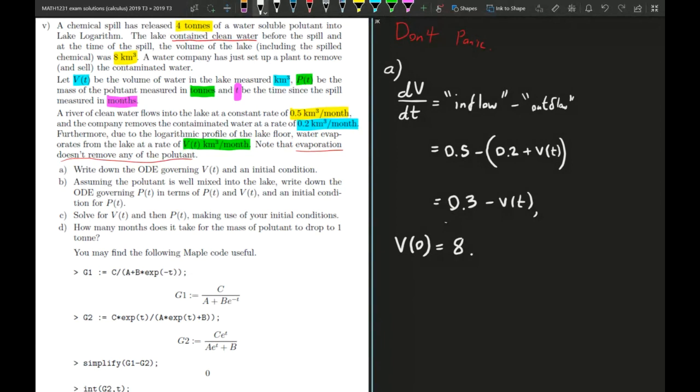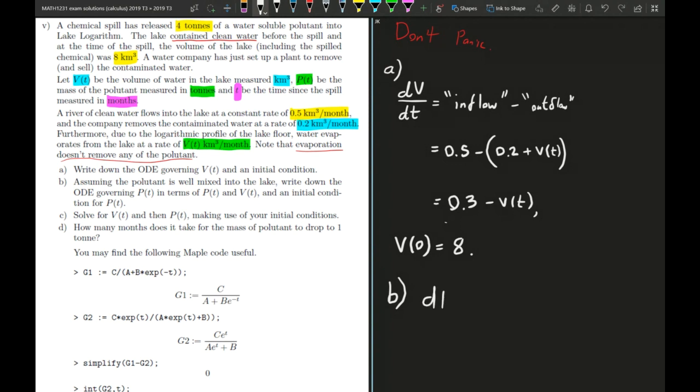So for part B, we're going to be looking at what is the rate of change of pollutant with time? So this does depend on, well, it says here, okay, we're assuming that it's well mixed. So we're going to assume that the pollution is just a nice uniform density over the entire lake. So how is that being removed? Now there is no outflow from the lake except for the company and the evaporation. And the evaporation doesn't take the pollutant.